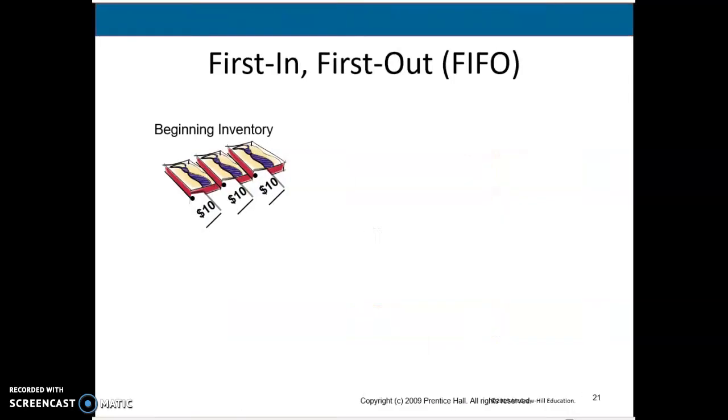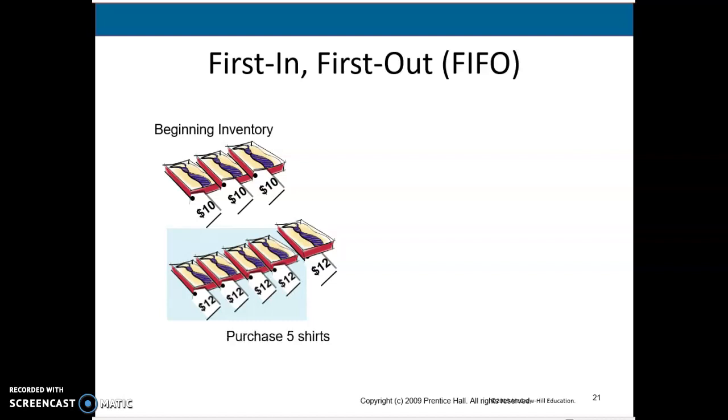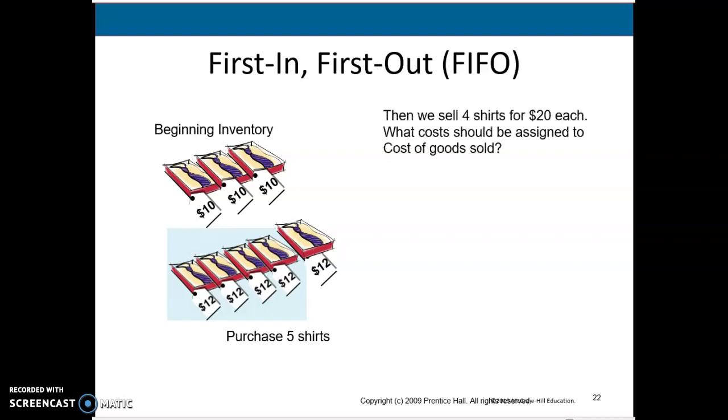All right, so if we have beginning inventory, we have 3 shirts that are valued at $10 each. And we buy 5 shirts that cost us $12 each. So the first 3 we paid $10, the last 5 we're paying $12 each. So if we were to sell 4 shirts, how do we assign those costs for first in, first out?